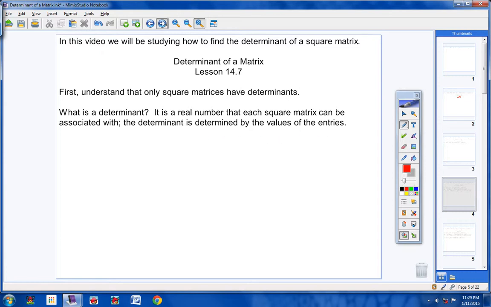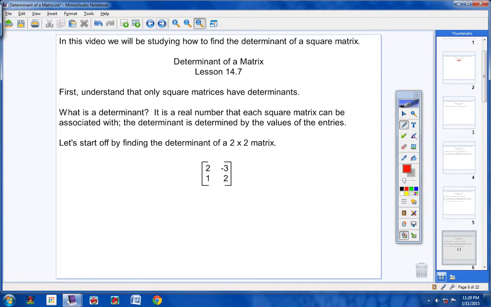Now let's continue on. Let's start off by finding the determinant of a 2x2 matrix. It is a really, really easy procedure. Go ahead and copy this matrix in your notes, and let's find the determinant.